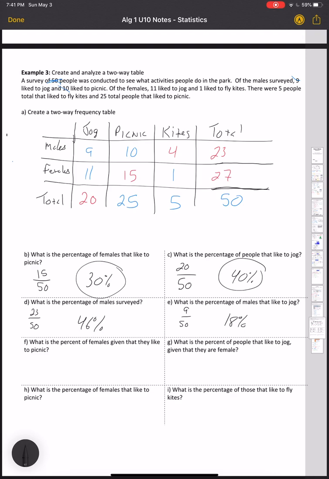What is the percent of females given that they like to picnic? So this one's different. I'm not looking at everybody now. Given that they like to picnic, I'm looking just at my picnic column. Just out of the people that like to picnic, so just those 25 people, what is the percent of females? So there are 15 females out of the 25 that like to picnic. So that would be 60%.